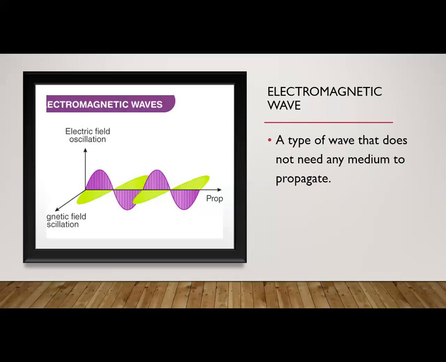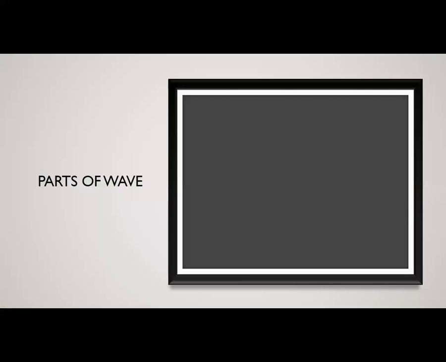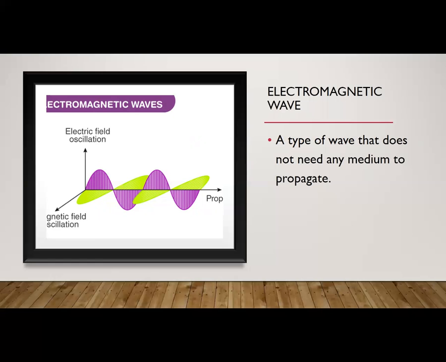Next, electromagnetic wave. An electromagnetic wave is a type of wave that does not need any medium to propagate. It can therefore pass even through a vacuum. The best example of this is the light coming from the sun. It reaches the earth even though outer space is empty like a vacuum.